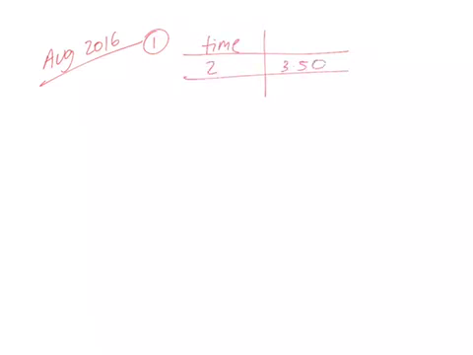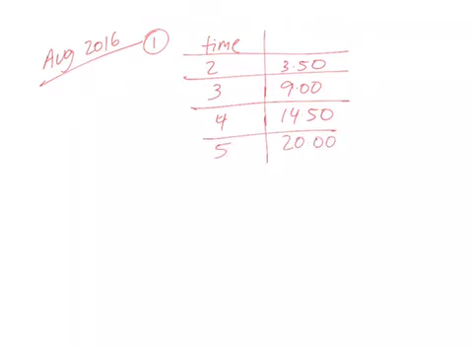In this question, August 2016, question 1, it's about a parking garage, and they're saying that it's charging you for different time intervals. For the first 2 hours, it charges you $3.50. Then for the third hour, the price goes up to $9, the 4-hour time duration is $14.50, and the 5-hour time duration is $20. So we've got this chart. Now we know from 3.5 to 9 it's going up by $5.50, and then from 9 to 14.5 it's again up by 5.5 each time.